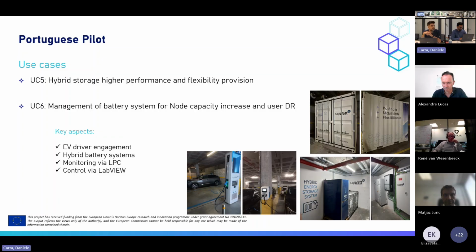Here, the key aspects are for sure the EV driver engagement. In particular, here the partner was able to engage with EV drivers or users that were not directly involved in the project as partners, but these were normal EV drivers that were using the charging stations in the location of the pilot. We had also hybrid energy battery systems, monitoring via the legacy protocol converter, and control via LabVIEW.